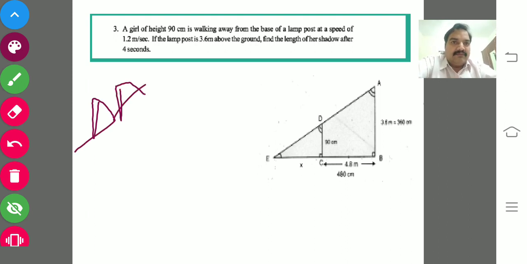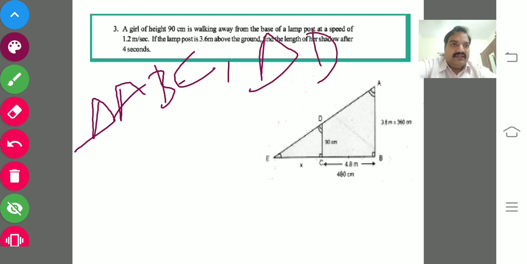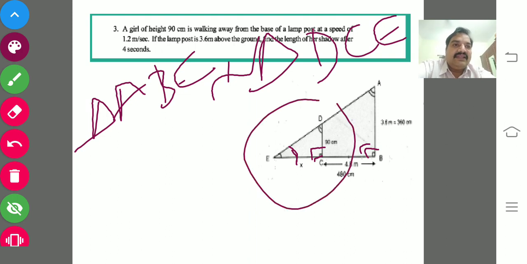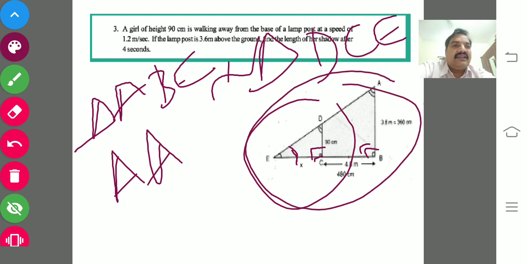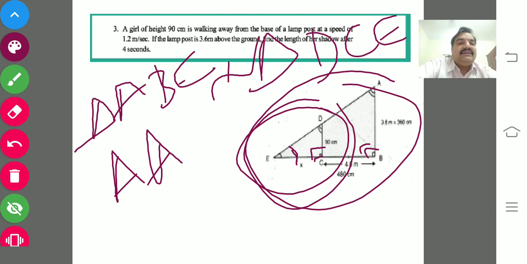triangle ABE and triangle DCE. Both are similar because it's a 90, it's a 90, and E is common. Understand? The angle E is common in both triangles. In triangle ABE, angle E is there. In triangle DCE, angle E is there. So by AA similarity criterion, you can say that the bigger triangle and the smaller triangle are similar.